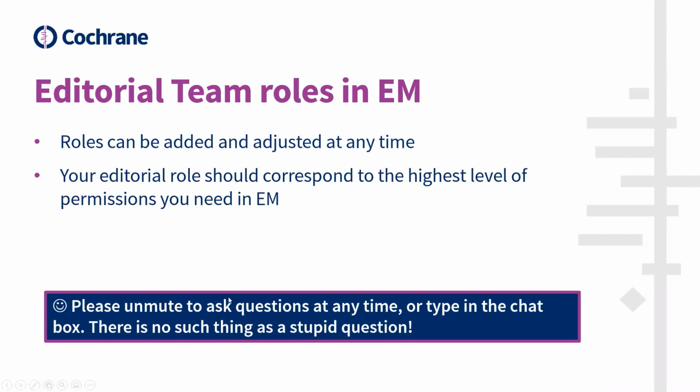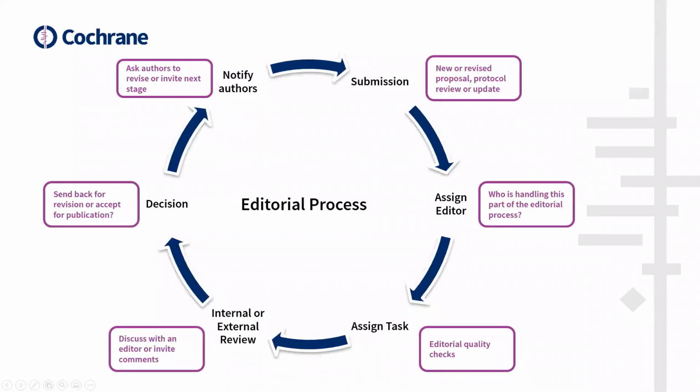Okay, so I'm just going to move on now to look at adding content from Archie. So just a very quick refresher from last week of the editorial process. So what we're talking about when we're adding content is the notify authors stage. So what we're doing is asking authors to submit their next draft to EM in preparation for processing the submission. So we're at the top left hand of this editorial process cycle up here.